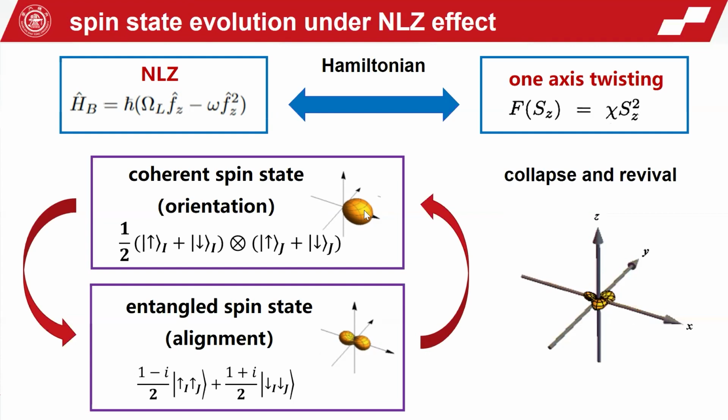So we can also look at this state evolution in the uncoupled basis. And we found for a coherent spin state, this is actually a direct product of the spin state of the nuclear spin and electronic spin. And for the alignment, this is actually an entangled spin state. And for this state, it reaches the maximum entanglement. So we can definitely find some way to make use of this entanglement and squeeze the noise.